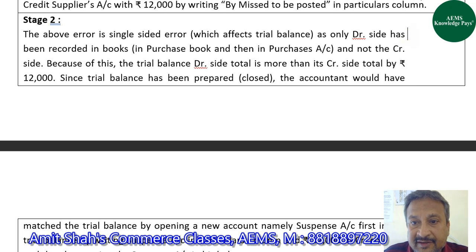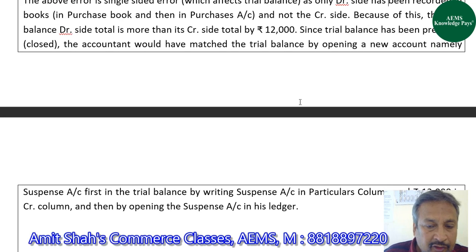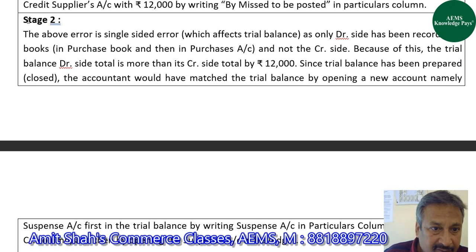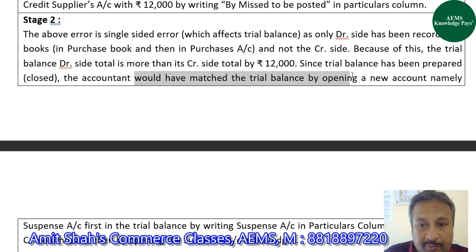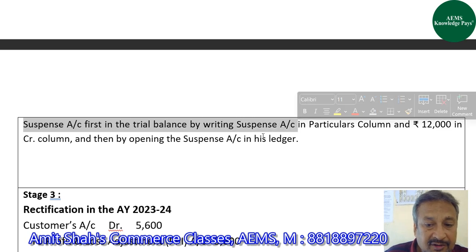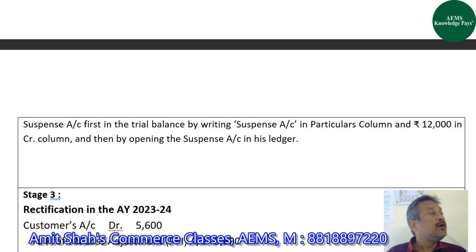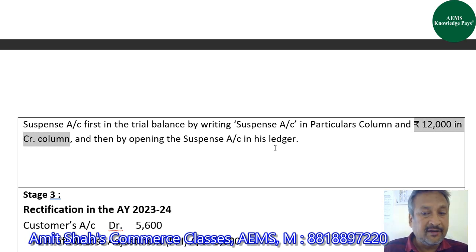So what the accountant does in this case, guys, is that since trial balance was not matching, but trial balance has been made, this is what stage two is, means trial balance has been closed. So to match the trial balance, the accountant would have opened a new account, namely suspense account. How? First, he would have opened this account in trial balance by writing suspense account in particulars column. Particulars column of what? Of trial balance, and rupees 12,000 in credit column because debit side is more and credit side is less. So by writing 12,000, trial balance now will match.